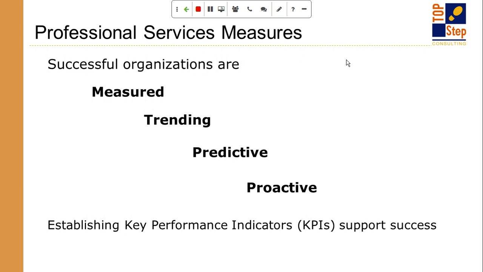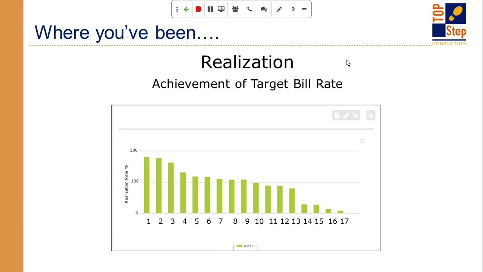So let's take a quick glance at a few by categorizing them into where you've been, where you're going, and how you get to where you need to be. One of the where-you've-been category, which is financial based, is realization. Realization and utilization get a lot of discussion in professional services, but realization is really, are we getting the bill rate that we expect in the organization? So you're looking at what you're charging out for all of your work.